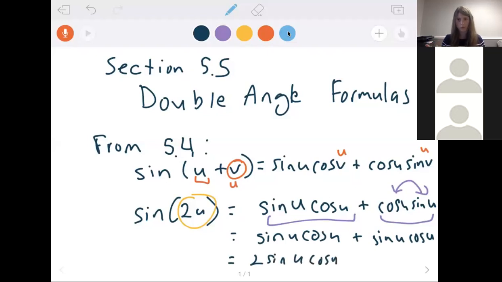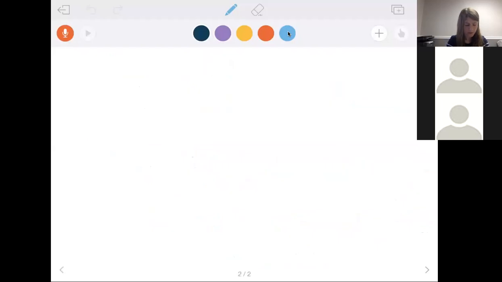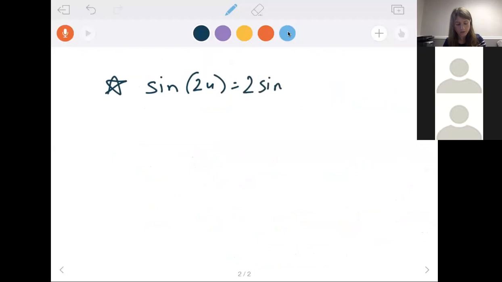And I think these u's drive me nuts a little bit. I like to write mine with x's, but sometimes it's nice to put our parentheses just to make sure we have those parts and we're not just making a run-on of trig. So this actually gives us our first double angle formula. We're just taking that sum and difference formula, putting in the u plus u, and it gives us our first double angle identity. So the sine of 2u is 2 sine u cosine u.